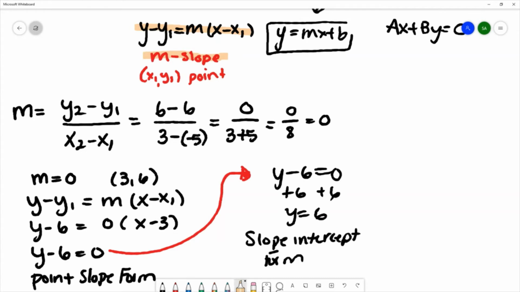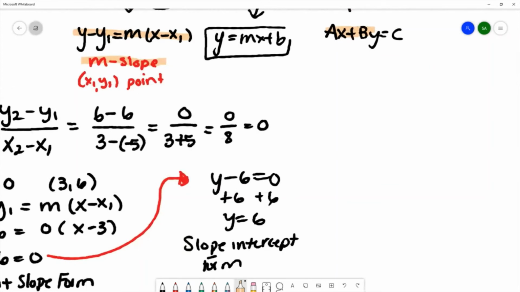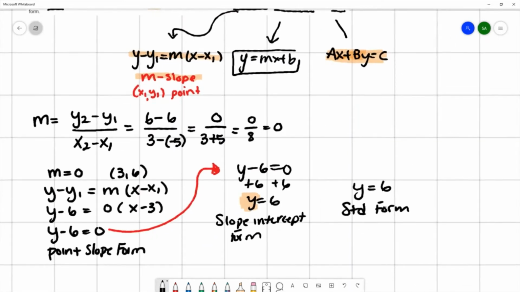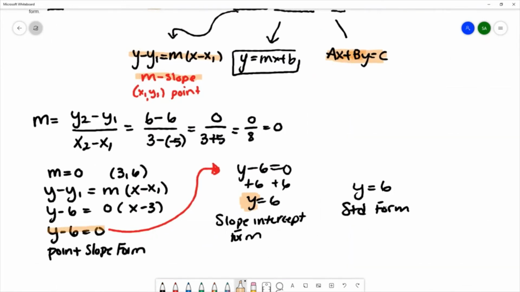And then finally, we want to write it in our standard form. Our standard form is here, ax plus by equals c. And with our standard form, we have both x and y on the same side. And we already have that in this example. So this is also our standard form. There is no x in this equation. So we found the equation of the line in point slope form to be y minus 6 equals 0, slope-intercept form to be y equals 6, and standard form to be y equals 6.